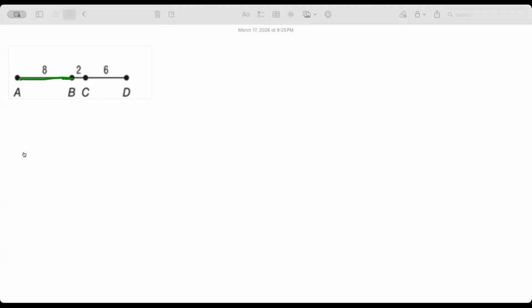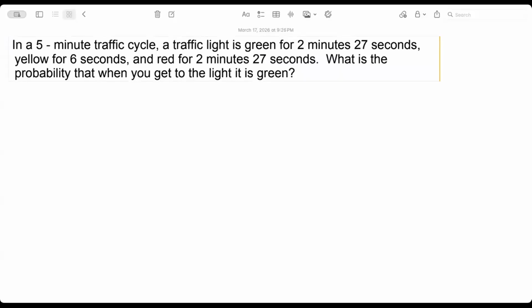How about this? You're going to try it out yourself. Now you're going to chat the answer to me. I don't think you've done these units. Let's see. In a 5-minute traffic cycle, a traffic light is green for 2 minutes 27 seconds, yellow for 6 seconds, and red for 2 minutes 20. At least explain how you will do it. You don't need to do it, but I want to know how you'll do it.